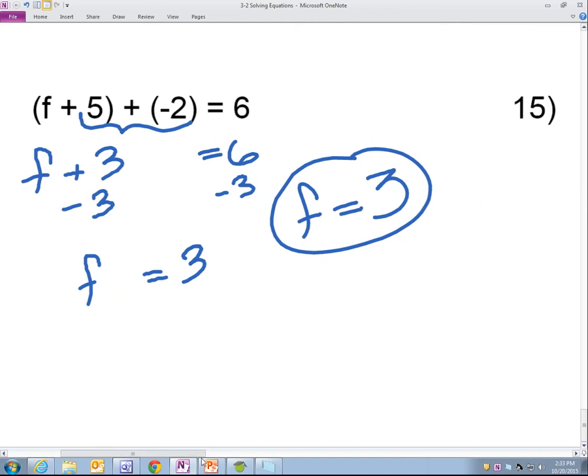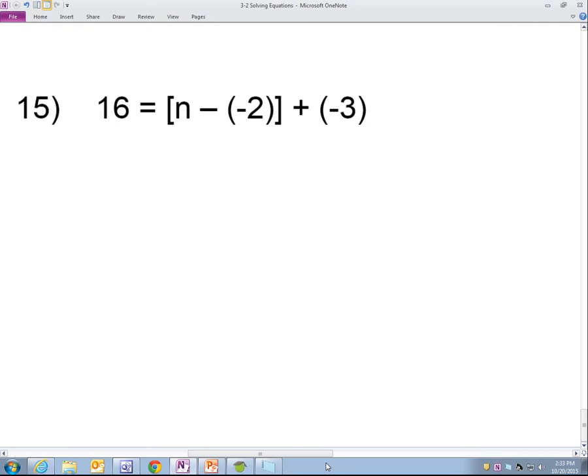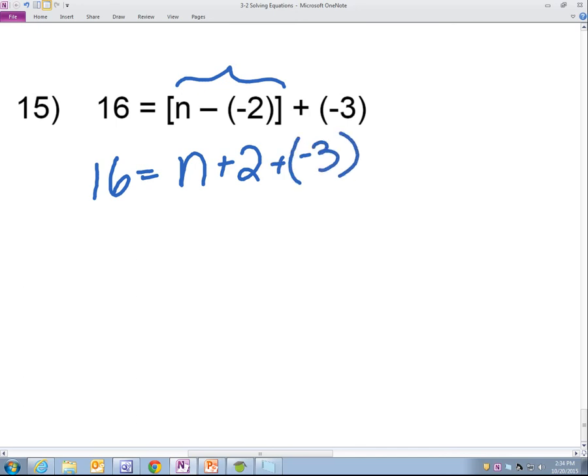Last but not least, we do have some brackets in a very similar situation, but that's just telling us what we need to do first. First thing we have to do is take care of this. So we have n plus 2 plus -3. Parentheses around that, so we know that it's a -3, not subtracting by 3. The parentheses are there saying, hey, this isn't subtraction, this is a negative number.